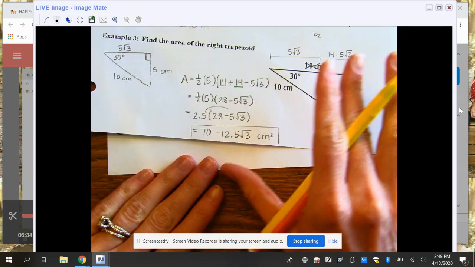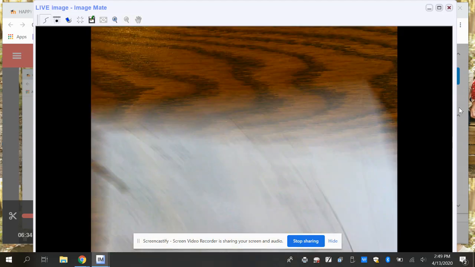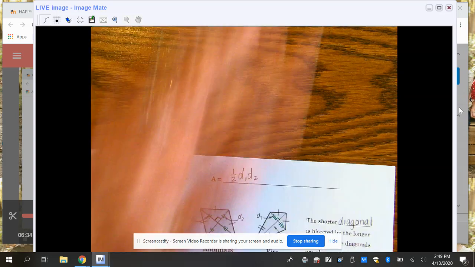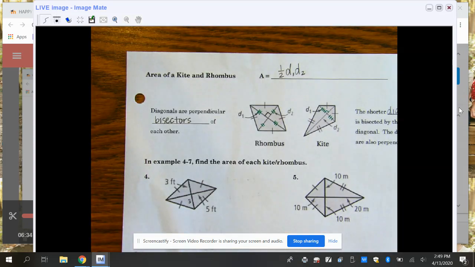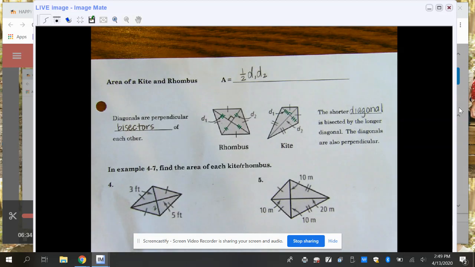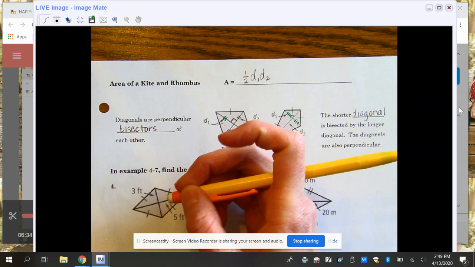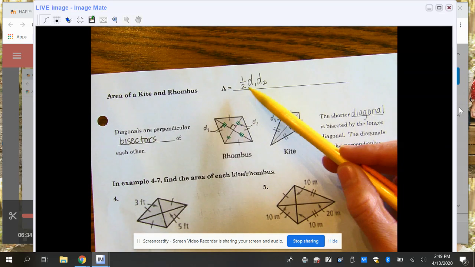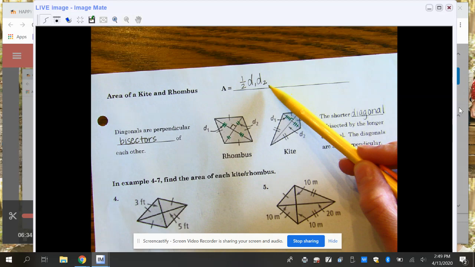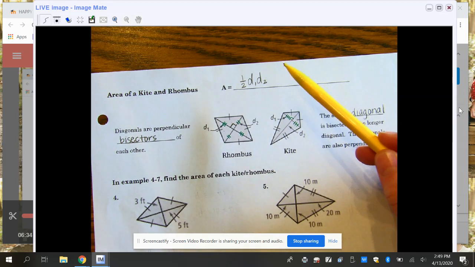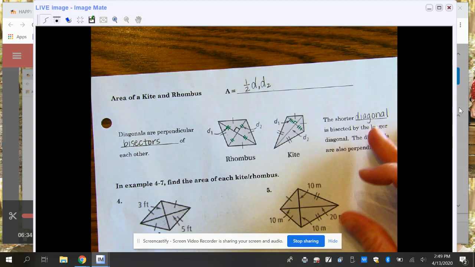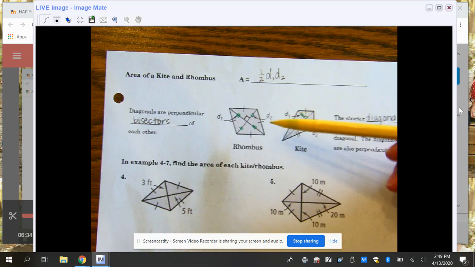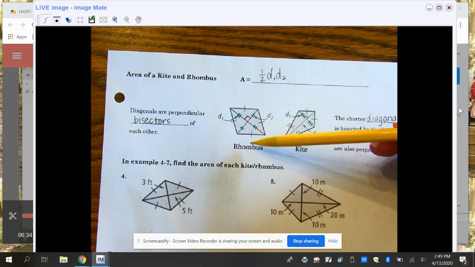Okay. All right, so now we're going to look at rhombuses and kites, and these two are together because they have the same formula. So we're going to review some of the properties so that we can use those to help us figure out these areas. So the formula for the area of a kite and a rhombus is 1/2 times the first diagonal times the second diagonal. So we're multiplying those 3 values together. All right, so a couple things to remember about rhombuses. All 4 sides are congruent.